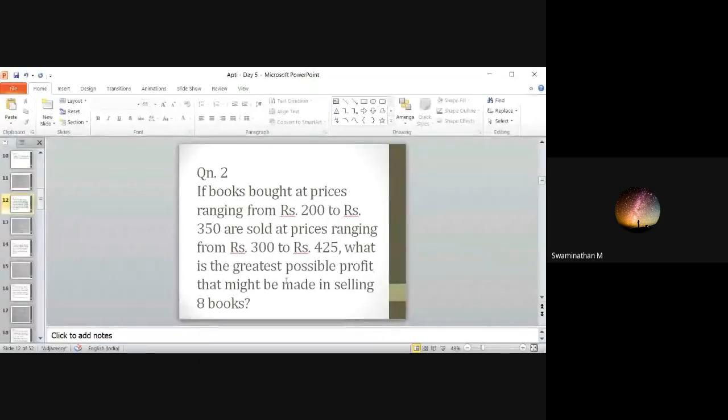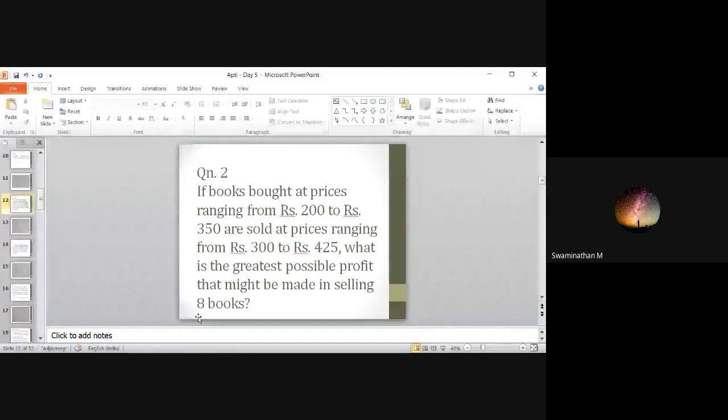To find the profit, it is selling price minus cost price. So, to get the greatest possible profit, it is minimum cost price, maximum selling price. In this range, you have to choose the minimum cost price, and in the selling price, you have to choose the maximum, so that you will get the greatest possible profit. Find it and multiply by 8 to get the profit for 8 books.